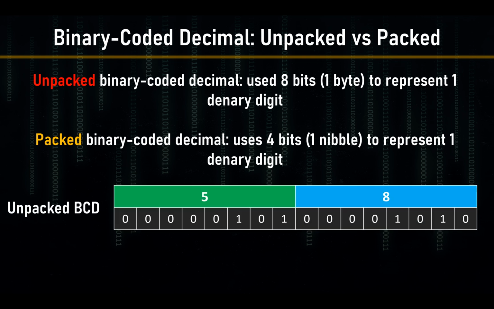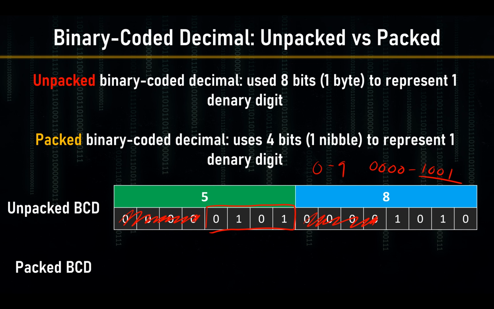To see an example with unpacked, the thing to notice is that BCD only has the range 0 to 9, just the denary digits. To represent 0 to 9 in binary, that's going to be 4 zeros up until this. So effectively, these first 4 bits are always going to be 0. Likewise, on the second digit, these first 4 bits are always going to be 0. Hopefully you can see a problem with that.